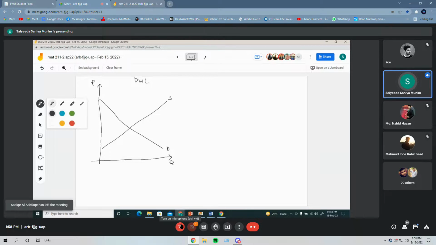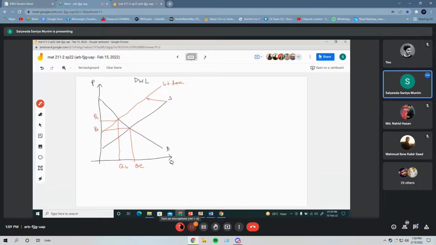So if tax is imposed, let's say, on the producer, the supply curve shifts to the left by the amount of the tax. So S plus tax. And we know the equilibrium price increases, the equilibrium quantity decreases: PT, QT. Now before, the equilibrium price was PE, equilibrium quantity was QE.